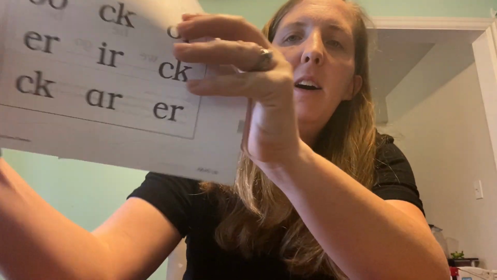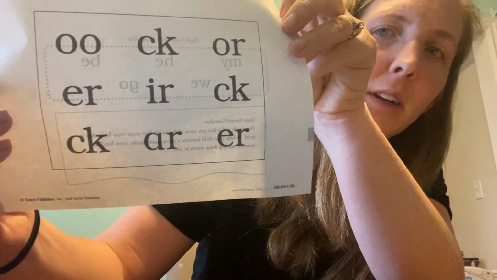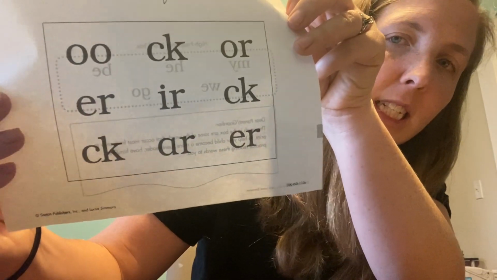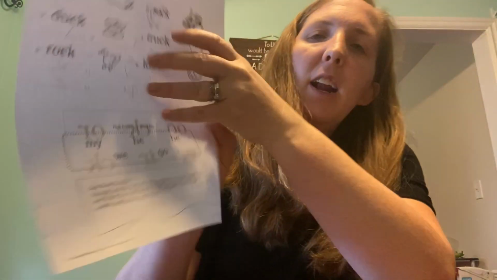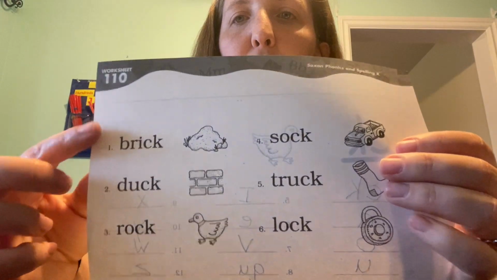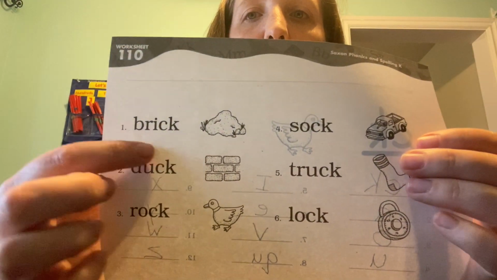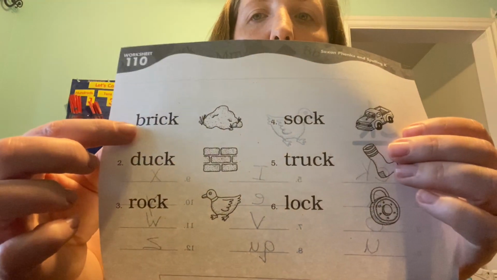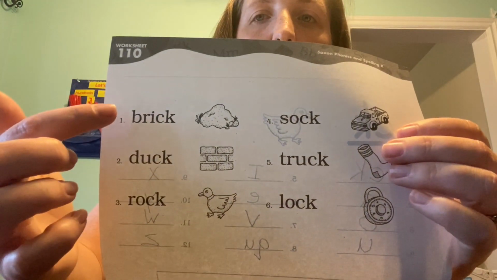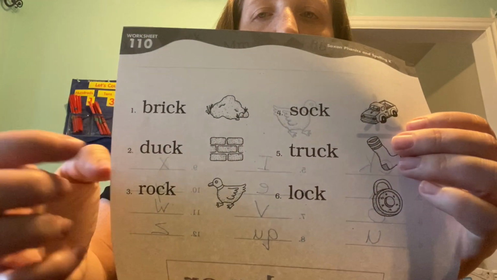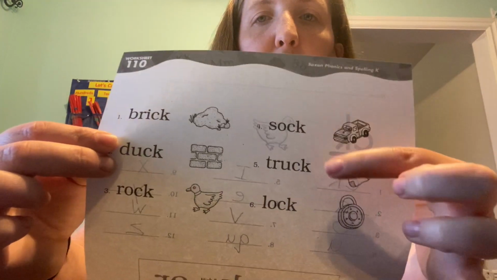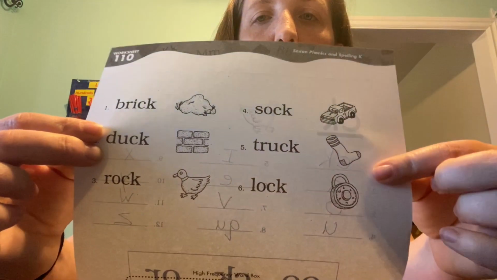Okay, in the box on the bottom of your paper, please circle all the CKs, the ones that say k together. And on the back, I want you to please sound out these words, and they all end in the k sound. So blend these words together and then draw a line from the word to the picture. So sound it out, draw a line, and continue that way for each word.